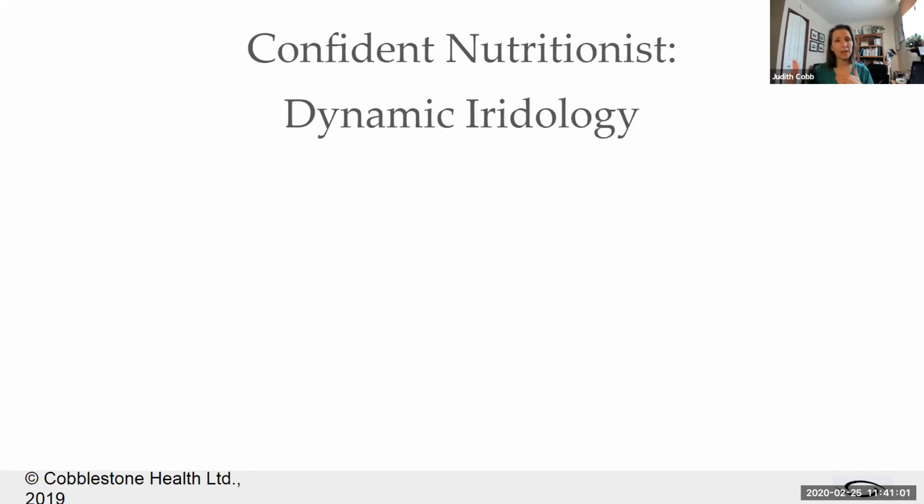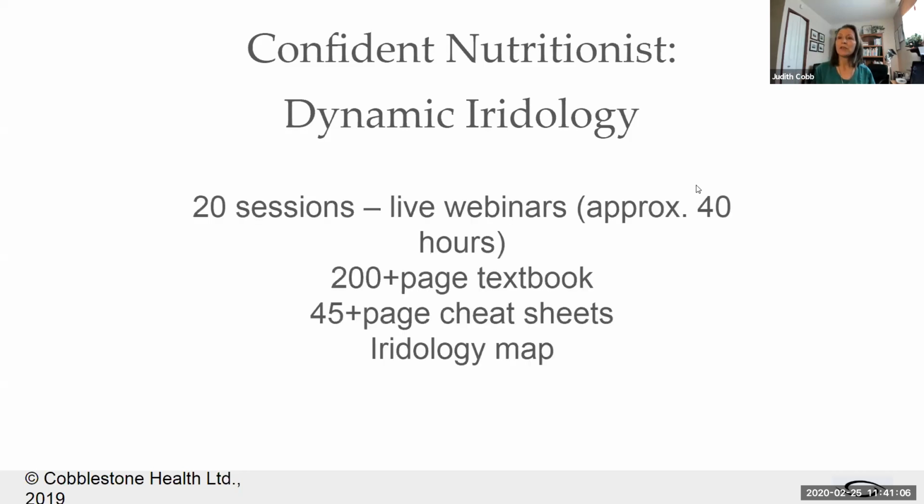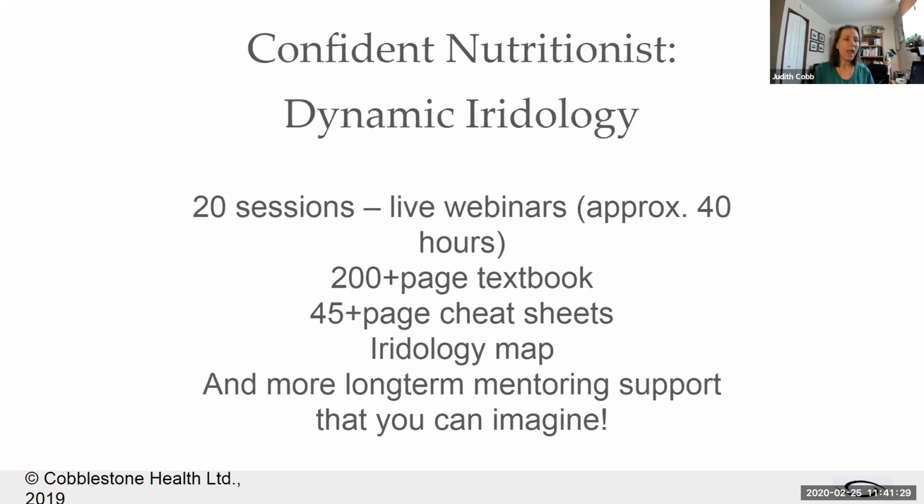And then you'll get the pricing and you'll get what the $400 bonus is and all that kind of good stuff. So again, here's just a real quick rundown of what you get. You get 20 live 2-hour-long webinars. You get a 200-page digital downloadable textbook, full color, and you get 45 pages of cheat sheets. So that's sort of the point form notes for the entire class, and an iridology map, and a whole lot more. And you get more long-term mentoring and support than you can imagine. Like Karen said in her testimonial, she is still feeling supported, and it's nearly 3 years later.